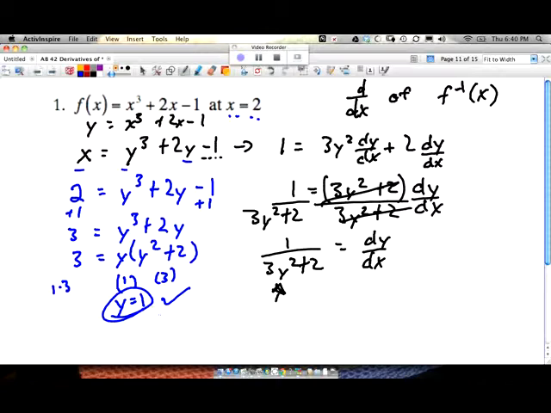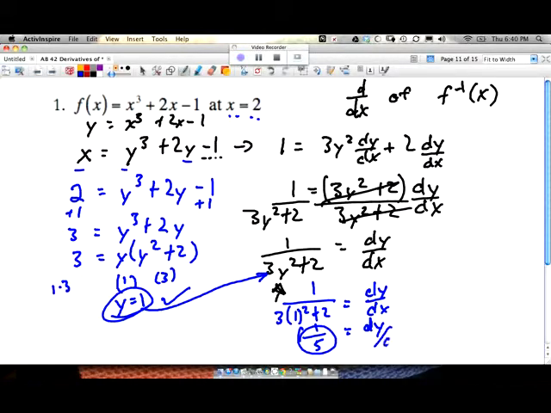So y equals 1, what do I do with that? I plug it in right here. So what's dy dx? dy dx is going to be equal to 1 over 3 times 1 squared plus 2. Simplify it even more. You get 1 over 3 plus 2 is 5. There's my slope. dy dx is 1 over 5.